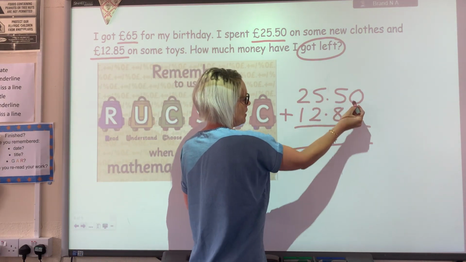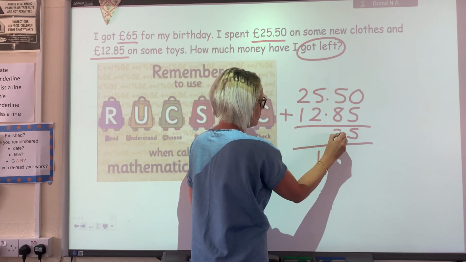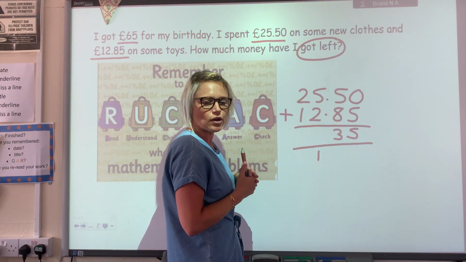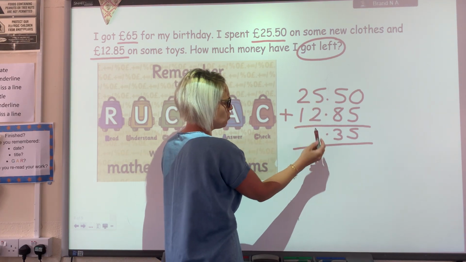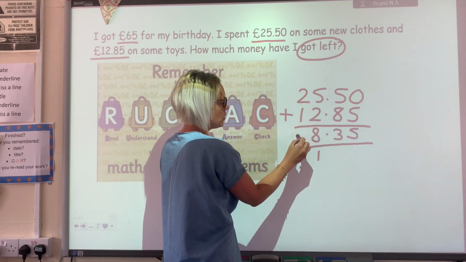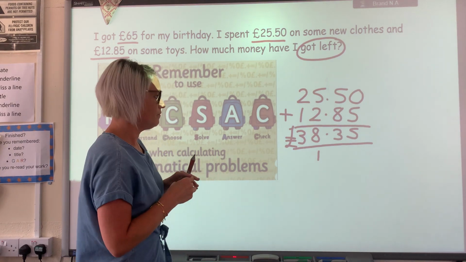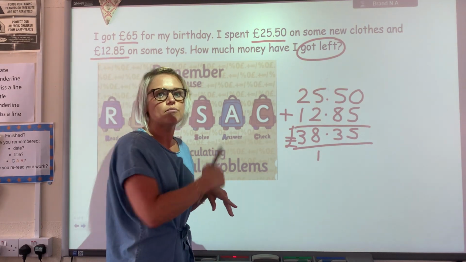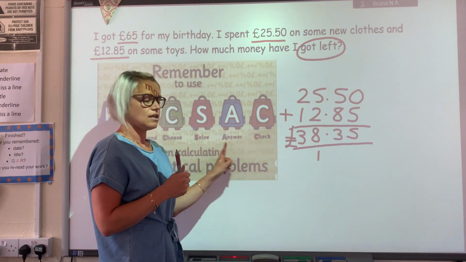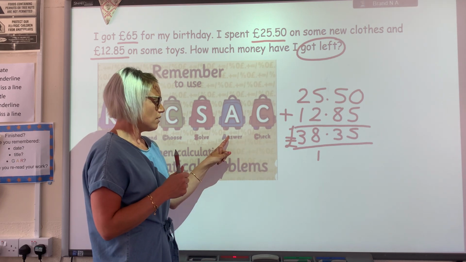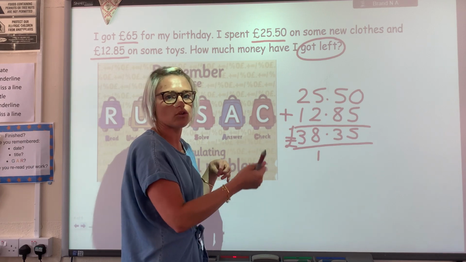Good, it's an add. So 0 add 5 is 5. 5 add 8 is 13. What have I got to remember now before I move on? Good, my decimal. 5 add 2 is 7, add 1 is 8, and 2 add 1 is 3. This is how much I've spent altogether. Now, some of you would stop there and move on to the next question. But this is when the A and the C become important, because I've got my answer, but now I need to check. So I check through, everything's correct, can move on.